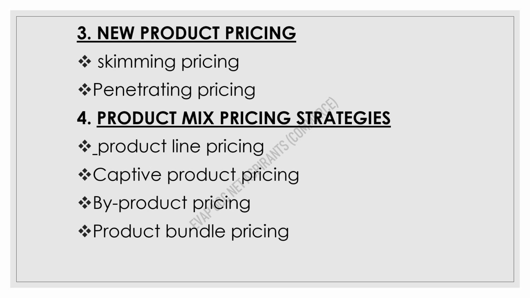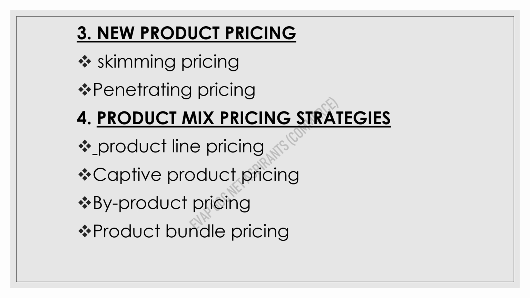So next is new product pricing. In new product pricing, for any new product that has been launched in the market, prices are fixed. First one is skimming pricing and next one is penetrating pricing. What is skimming pricing? Skimming pricing means initially a high price is set and then as the product develops, a low price is charged for the product. That is called skimming pricing.